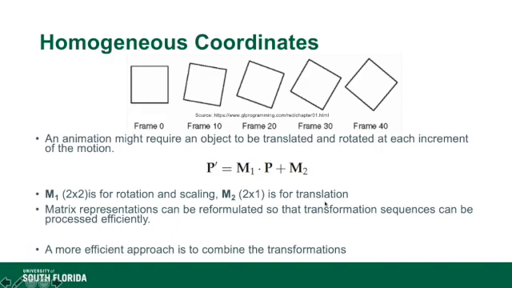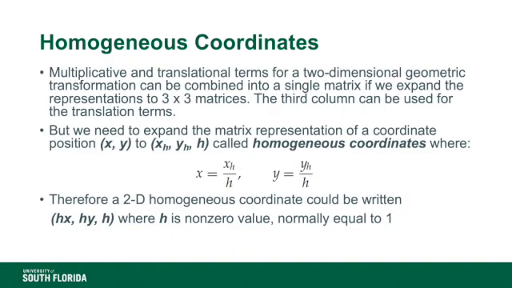Matrix representation can be reformulated so that transformation sequences can be processed efficiently. A more efficient approach is to combine transformations. We're going to talk later about combined transformations. For now, let's focus on the representation. Homogeneous coordinates.